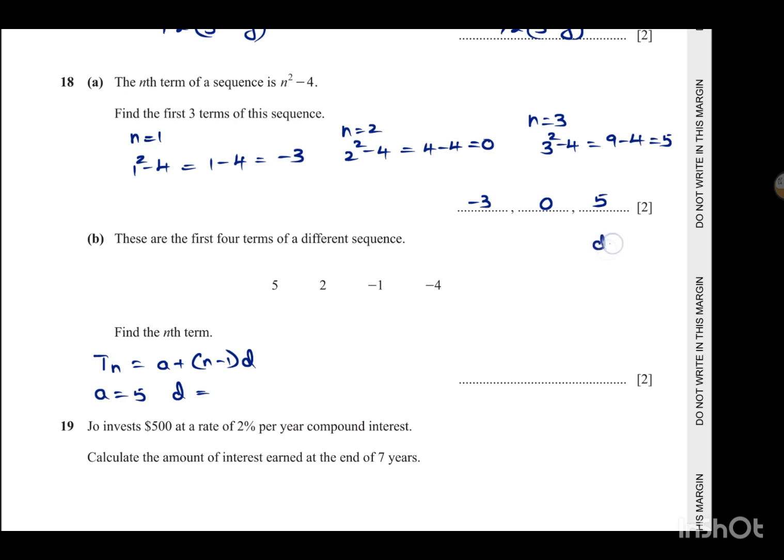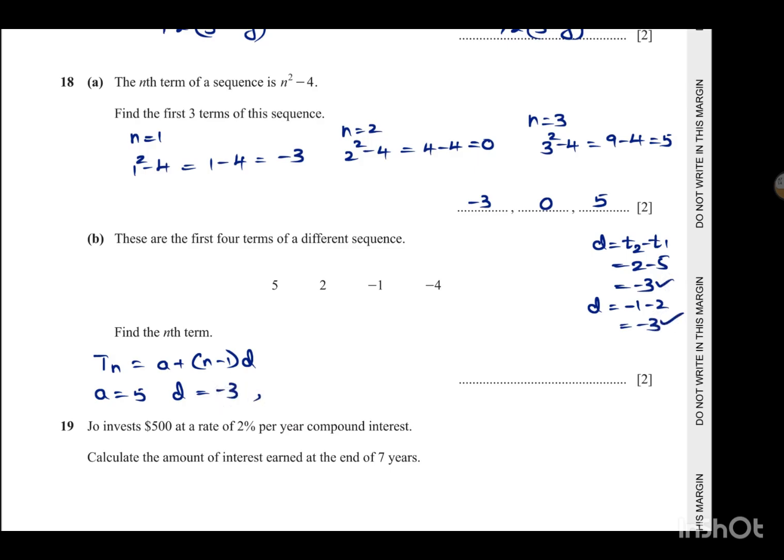To find out the difference, we need to do second term minus first term, which is 2 minus 5, which is minus 3. You can check with the other two terms also. Third term minus second term, minus 1 minus 2, that is minus 3. So we got the same difference, that means it's correct.